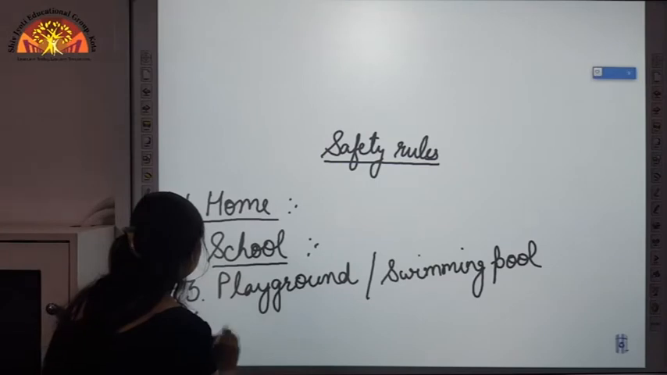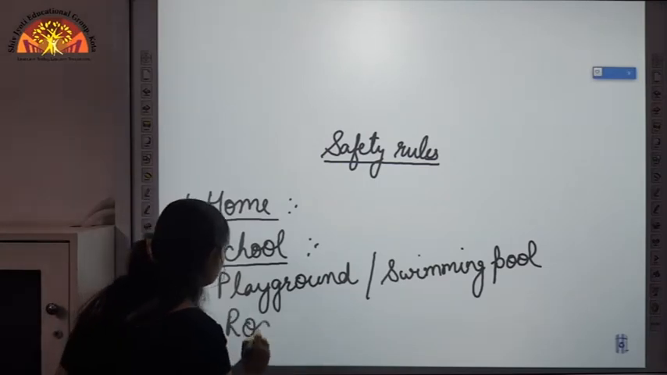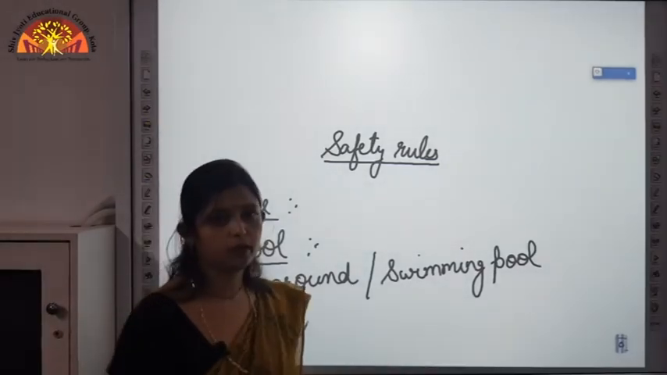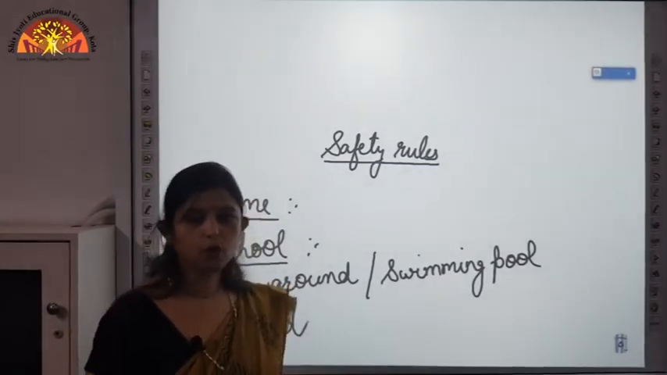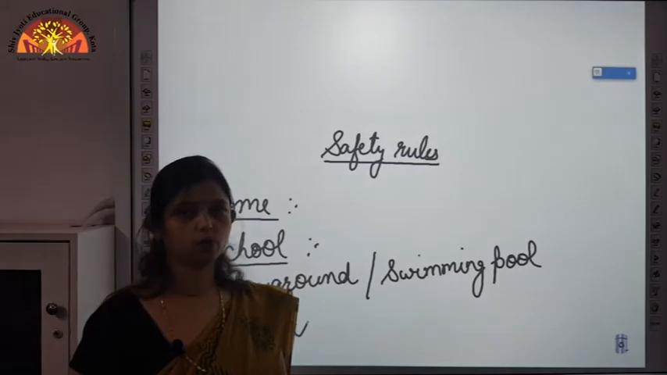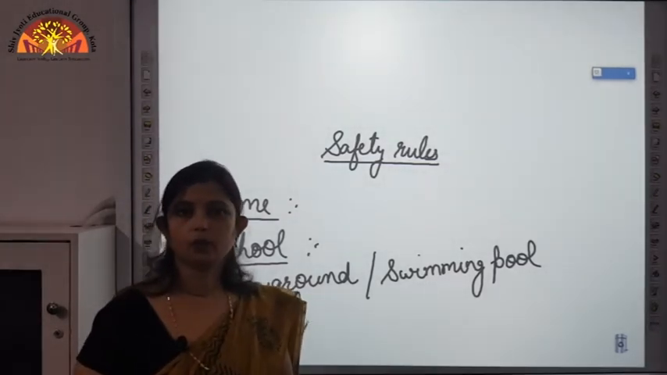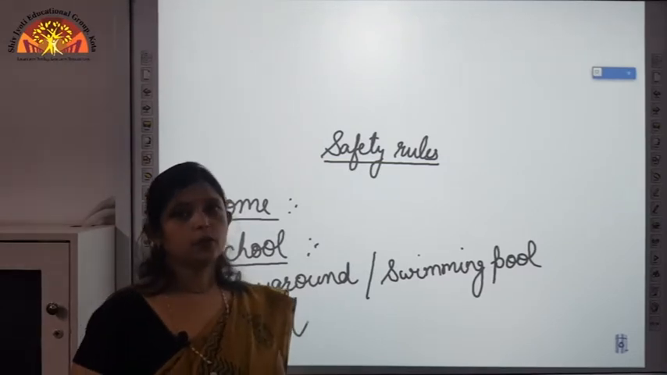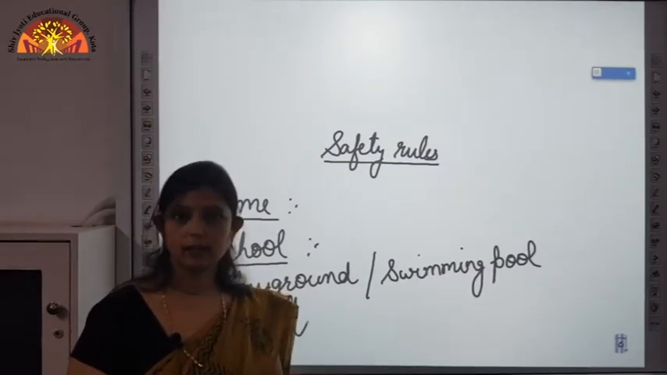Then safety rules on the road. Again, it is a very important place where we walk. So on road also we should follow some safety rules. So first of all, we should always walk on the footpath. Okay. Secondly, we should cross the road at zebra crossing.